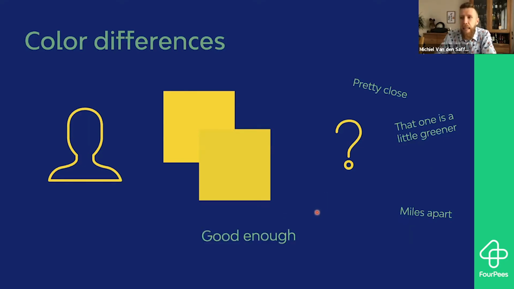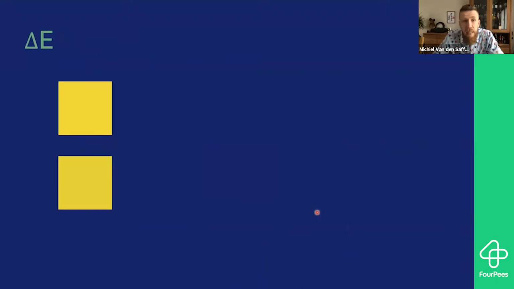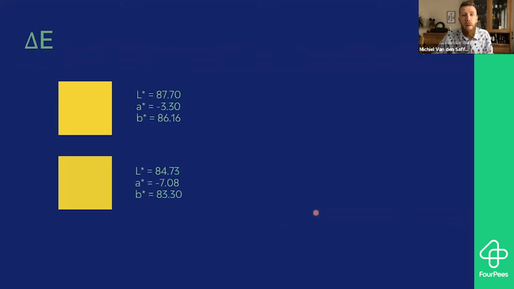So let's take our good enough and let's determine what is good enough. If I take my two patches and calculate the LAB values for those patches, so I measure them, I get my spectral reflection values, I calculate the XYZ from those values, and then I calculate the LAB from those XYZ values, then I get the following LAB values for my two patches.